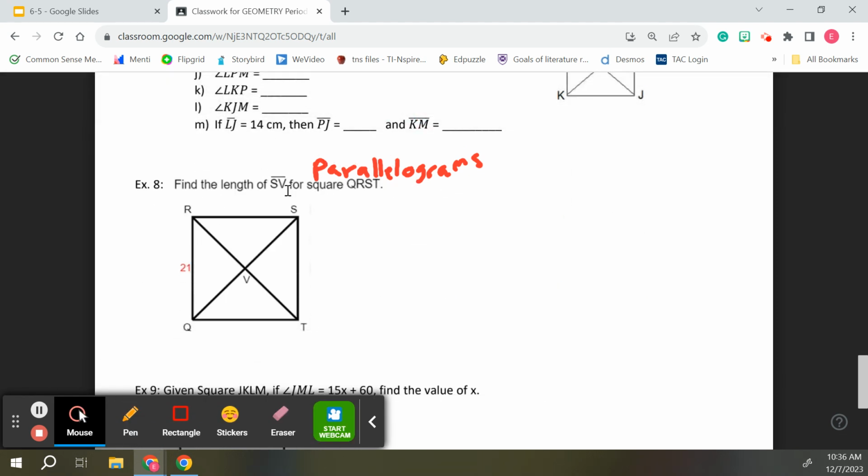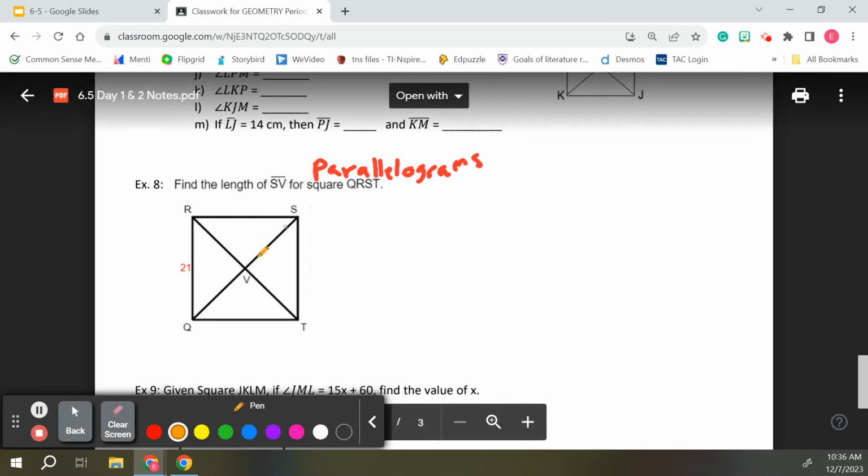All right, find the length of SV for square QRST. So here is SV. This is 21. If this is 21, that means all of these sides are 21. They want you to find the diagonal. This is where Pythagorean theorem is going to come in handy because we have a right angle right there. We have the two sides. We're going to look directly across at that diagonal. So this is going to be 21 squared plus 21 squared equals, I'm just going to call this SV squared.